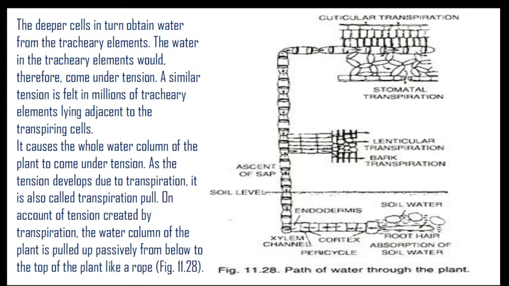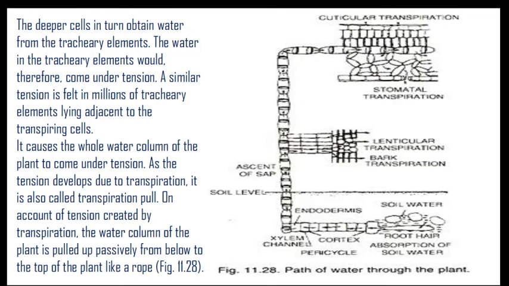So lastly, the deeper cells in turn obtain water from tracheary elements. The water in tracheary elements will come under a tension, that is a similar tension which is felt in millions of tracheary elements lying adjacent to the transpiring cells. So that can create a pull. It causes the whole water column of the plant to come under tension. So here is the development of a tension. As the tension develops due to the transpiration, it is also called a transpiration pull.